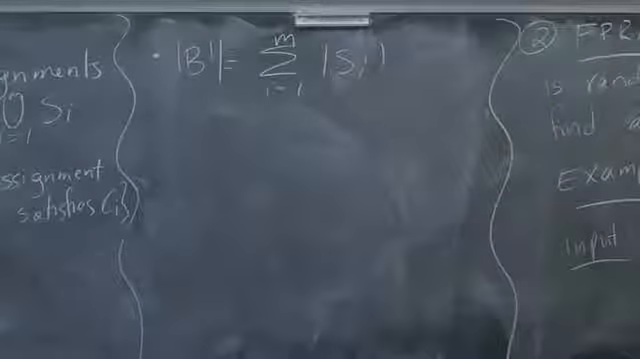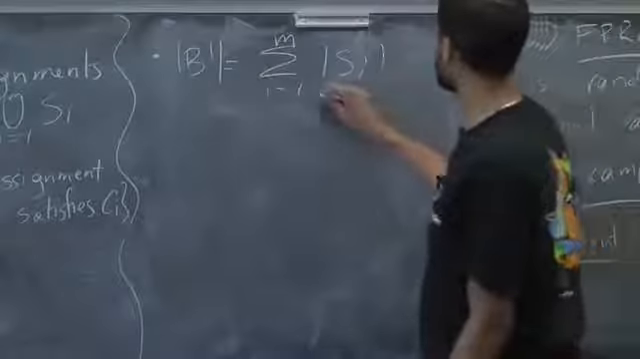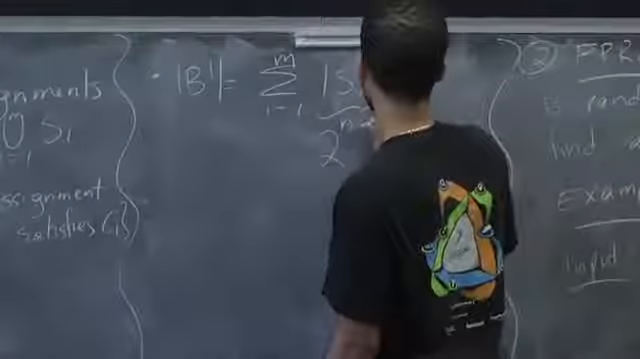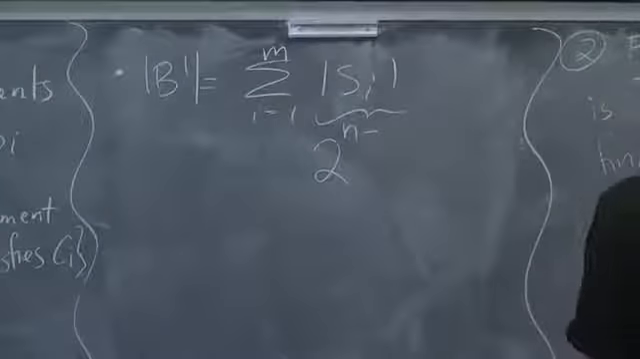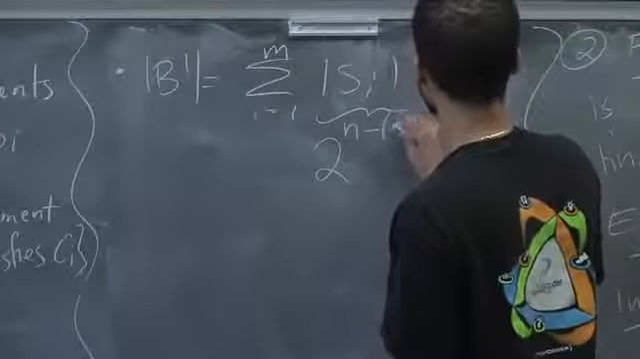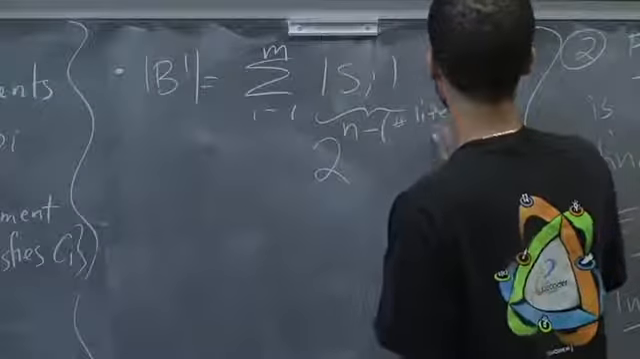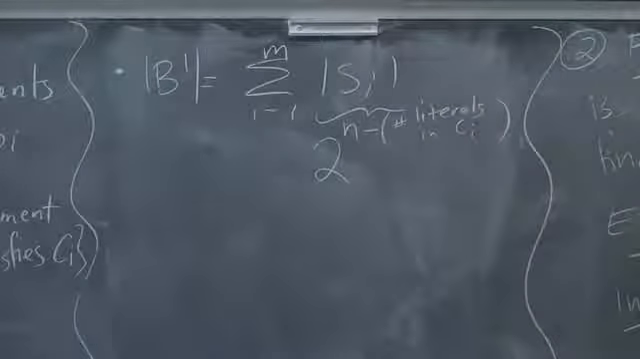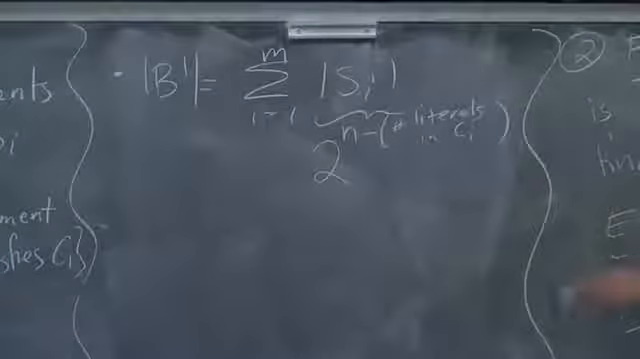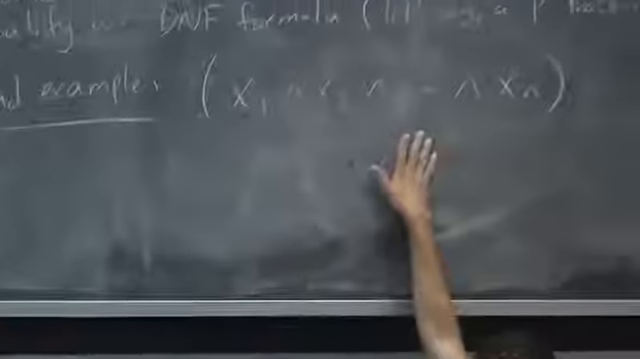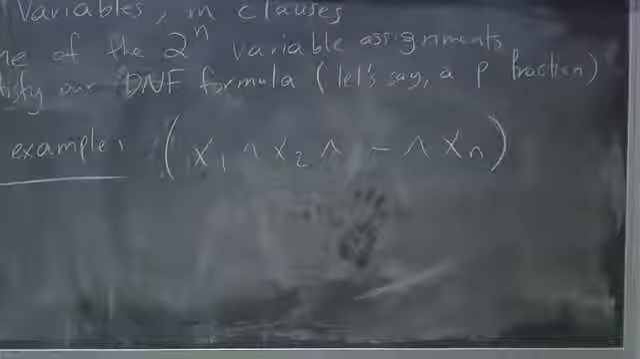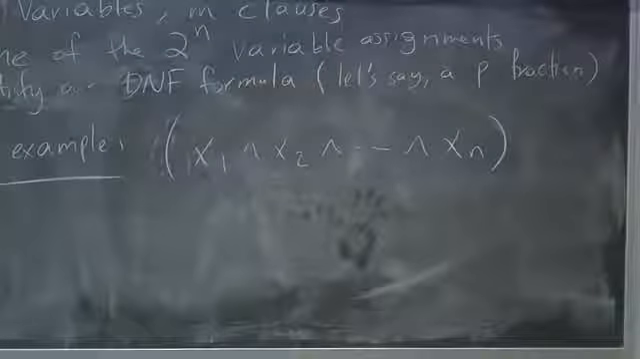And what's the size of SI? Well, this is just 2 to the n minus the number of literals in CI. For the literals that actually appear in the clause, you know what you have to set them to make this AND evaluate to true. And then all the other n minus number of literals variables you can set to whatever you want. So the point is we can actually compute the size of B prime exactly, very quickly.